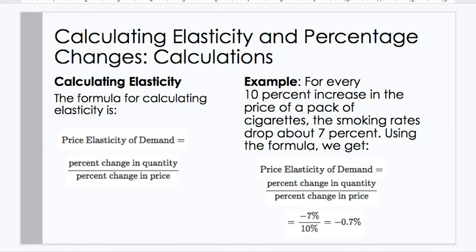Calculating elasticity and percentage changes. The formula for calculating elasticity is price elasticity of demand equals percent change in quantity over percent change in price. Here's an example. For every 10% increase in the price of a pack of cigarettes, smoking rates drop about 7%. Using the formula, we get -7% over 10%. Percent change in quantity goes on top, percent change in price goes on the bottom, and we have -0.7.